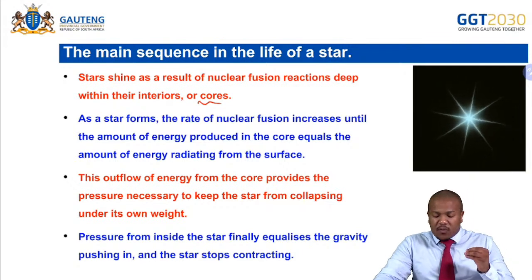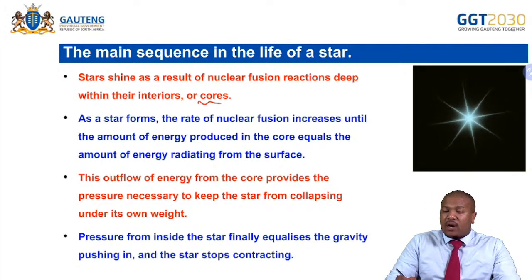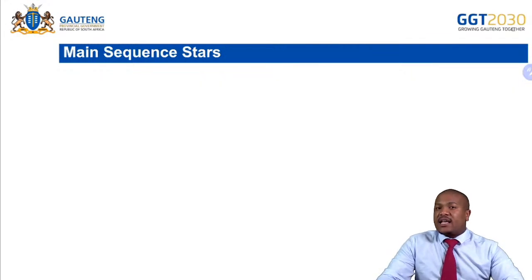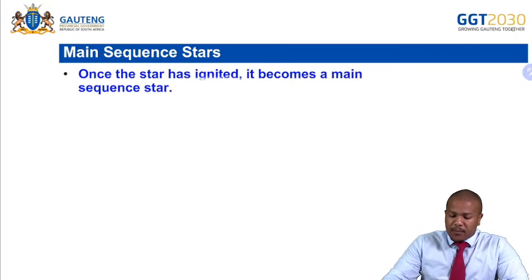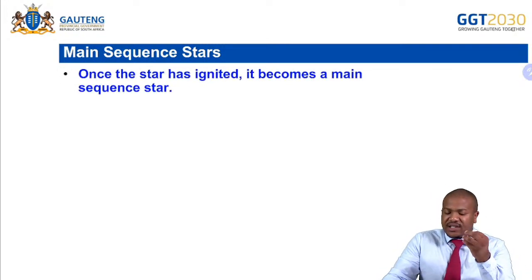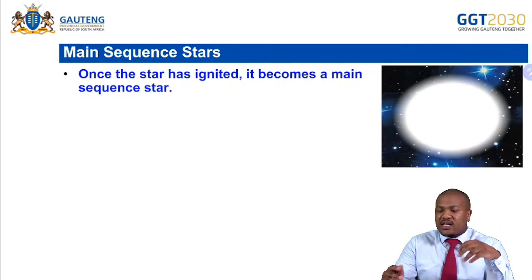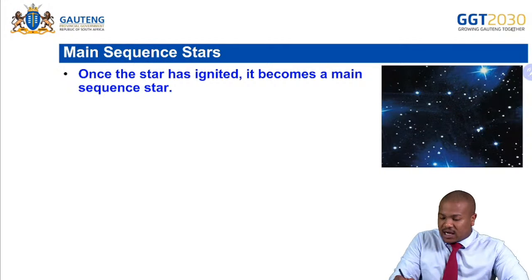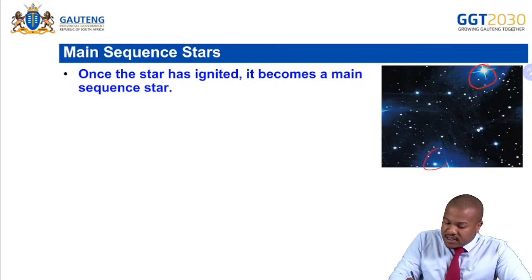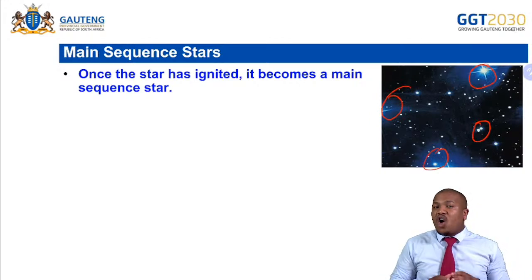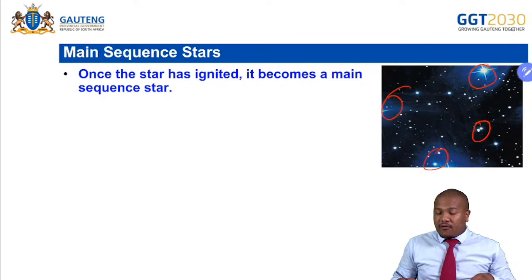Pressure from inside the star finally equalizes the gravity pushing in and stops the star from contracting, as I've said. Once the star has ignited, it becomes a main sequence star. So in this case, it is in its main sequence. As you can see here, these stars in this picture are in their main sequence. They've ignited because of the nuclear fusion happening inside the cores of these stars.